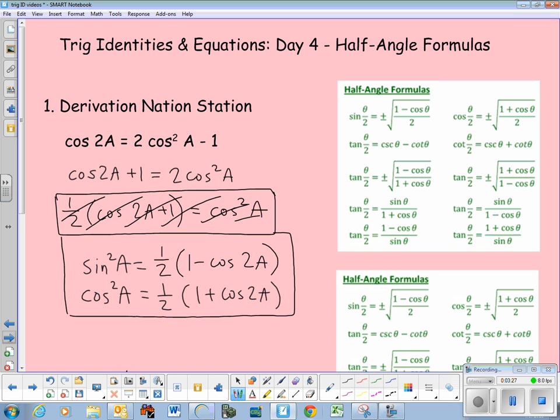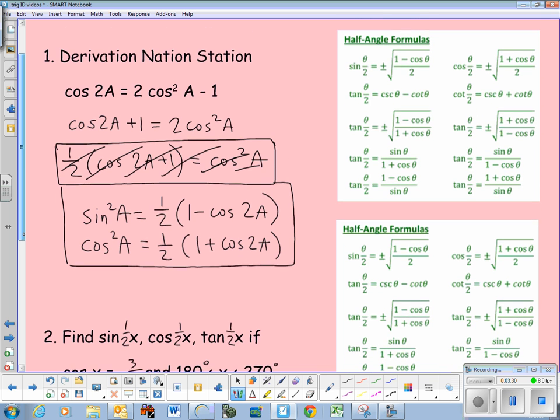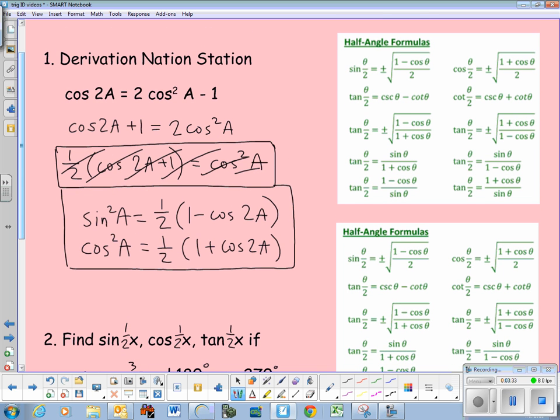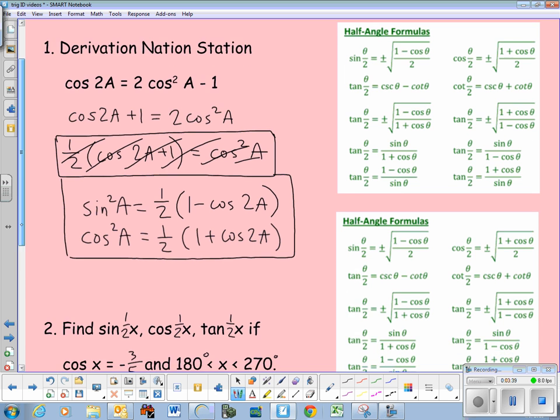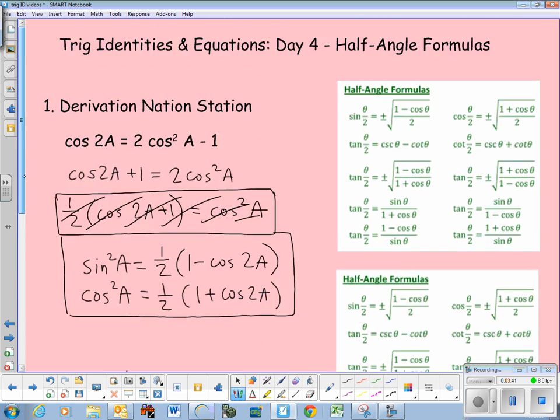Now, the reason we stop there is I want to use this to come up with the formulas that we see, these half-angle formulas. And I've just copied, by the way, this half-angle section a couple times so I don't have to keep scrolling. Let's focus on the cosine. If cosine squared a is equal to 1/2 times 1 plus cosine 2a, if I were to square root both sides of this equation, cosine a equals plus or minus square root 1/2 times 1 plus cosine 2a.